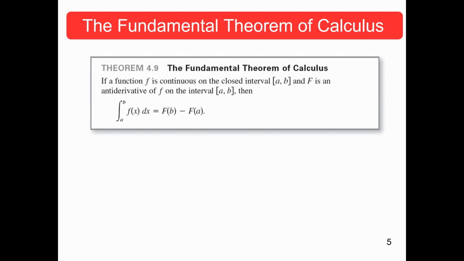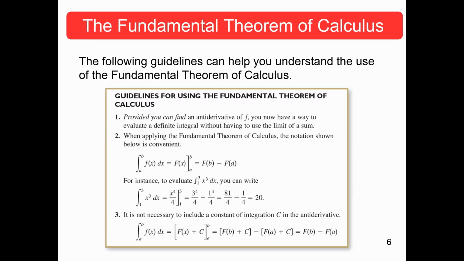So what does that mean? That means this. The integral of f of x from a to b is equal to the antiderivative evaluated at b minus the antiderivative evaluated at a. Basically, you're just talking about evaluating it at two different points, right? That's all you got to do. Now, this is all assuming that f is continuous on a closed interval and that you can find the antiderivative. So, let's look at a couple of different guidelines.